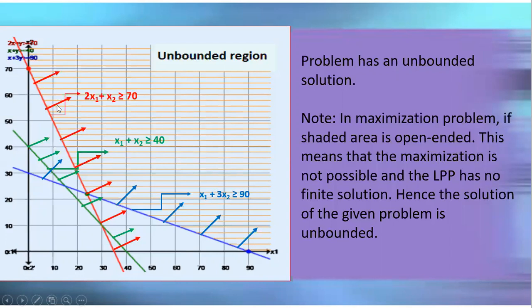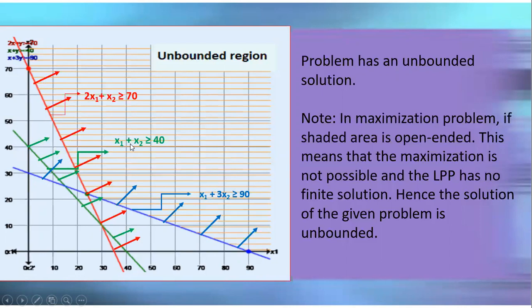How do we draw these arrow marks? Consider the first equation. Consider any random point below that line. I am taking the origin, (0, 0). Substitute 0 for x1 and 0 for x2. The value will be 0 ≥ 70. Zero is not greater than 70, so the inequality is not satisfied. So the arrow mark should be above the line, or away from the origin.